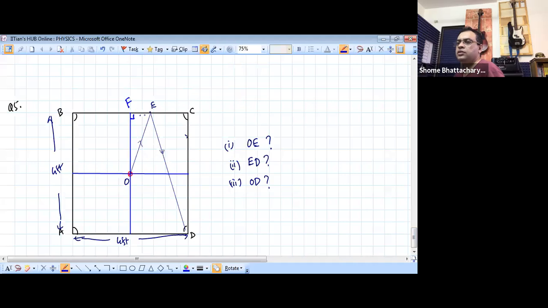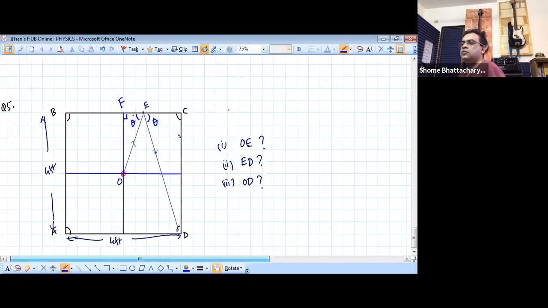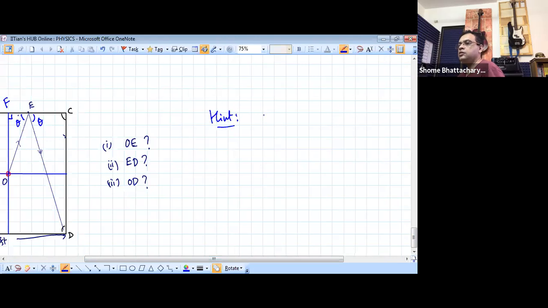Now the thing is, because of the symmetry, क्या होगा? ये angle के बराबर होगा. Now why will this be the case? So the hint to you is, the bounce from the front wall or the front side, at the point E, is like a reflection.